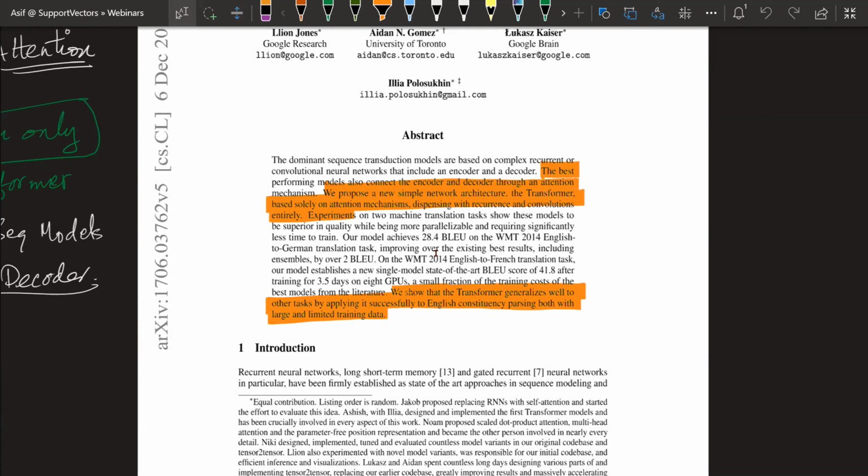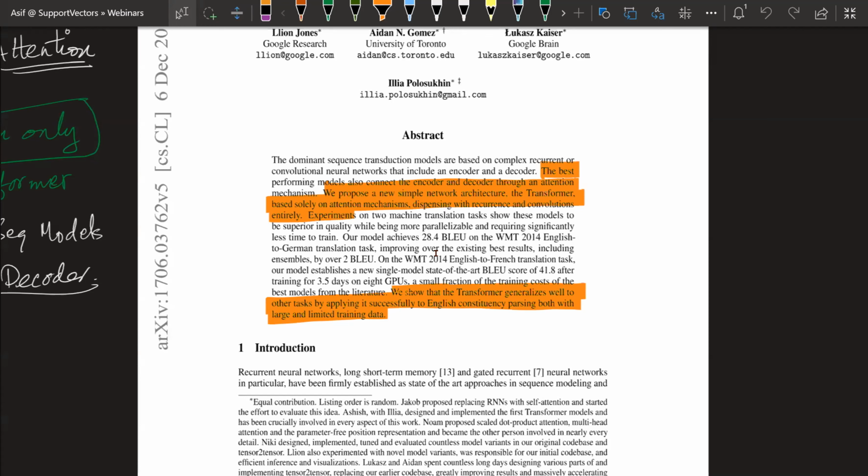The dominant sequence transduction models are based on complex recurrent or convolutional neural nets that include an encoder and decoder. Again, people sometimes use convnets, 1D convnets also, and so forth. So both of these put together is the old way of doing it, RNNs or convnets. The best performing models also connect the encoder and decoder through an attention mechanism. Which is the point, that occasionally they were adding attention into the mix.